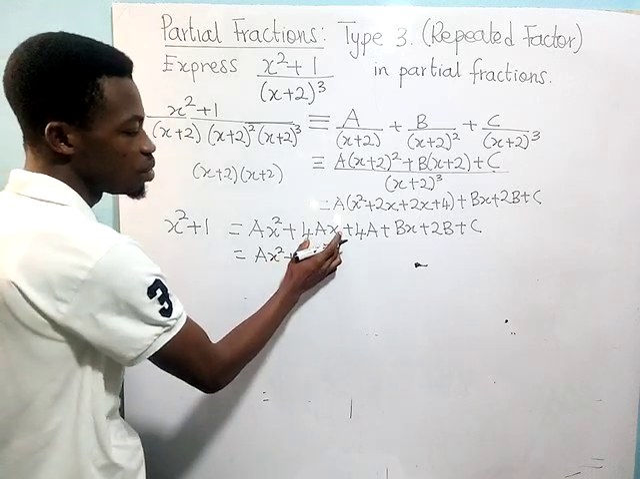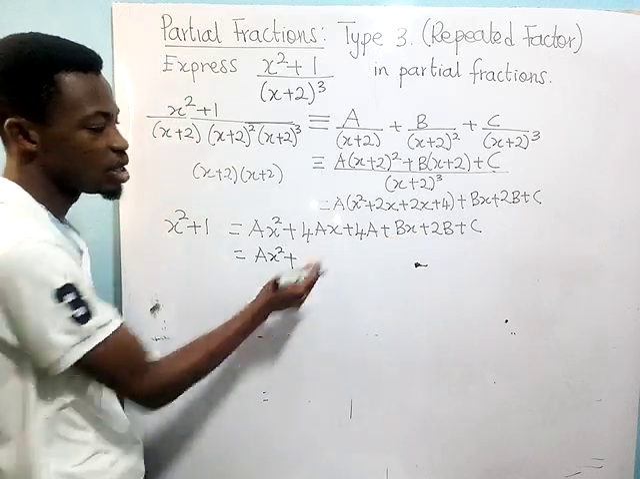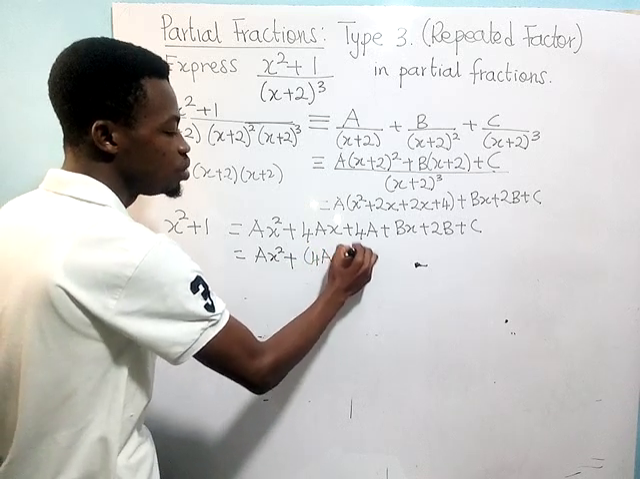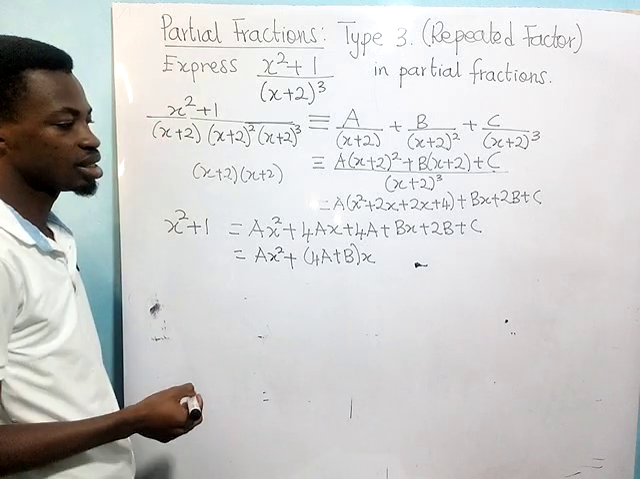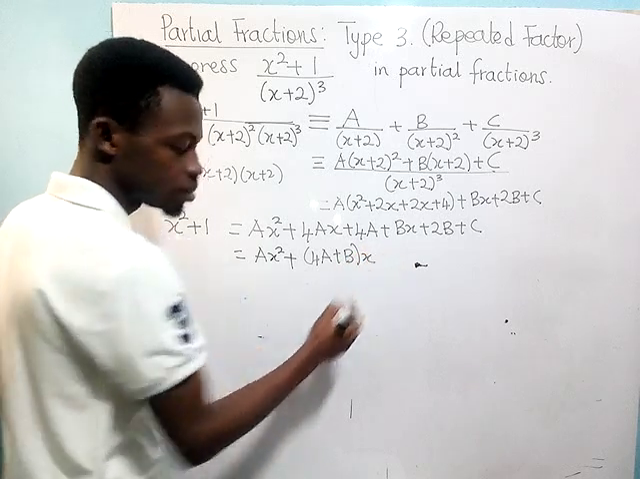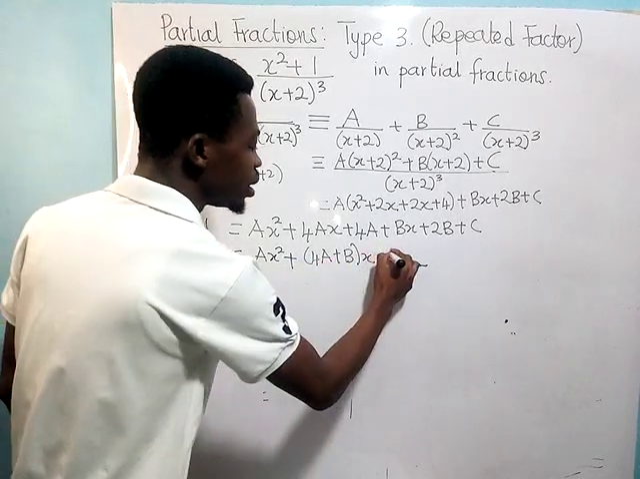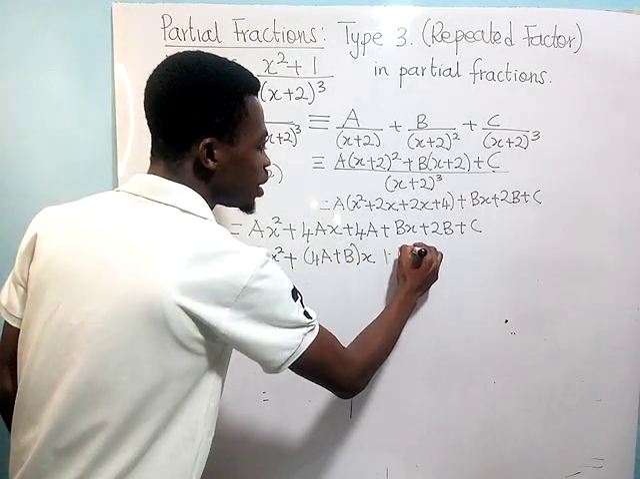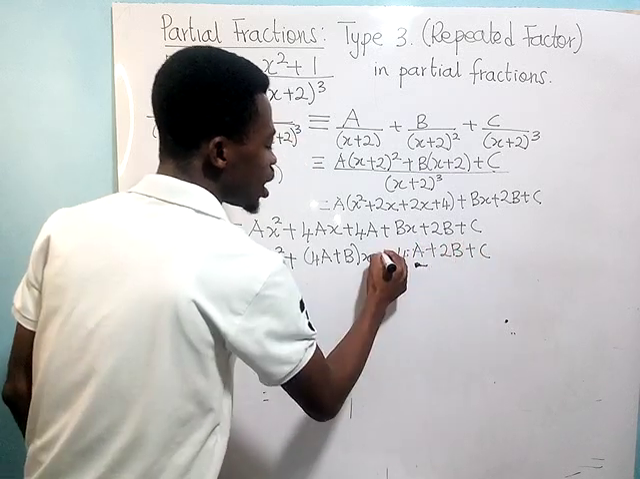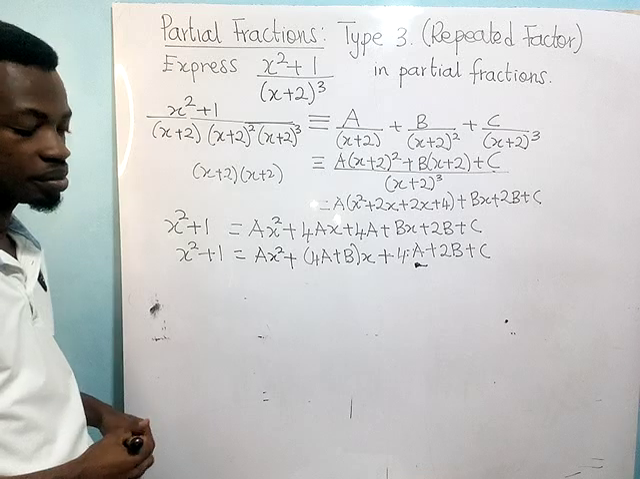Now in rewriting this, we have Ax squared here, plus, we'll pick out 4Ax and Bx, since they have x in common, and factorize. So we are going to have (4A + B) times x, followed by those without the x: 4A plus 2B plus C, which is equal to x squared plus 1.